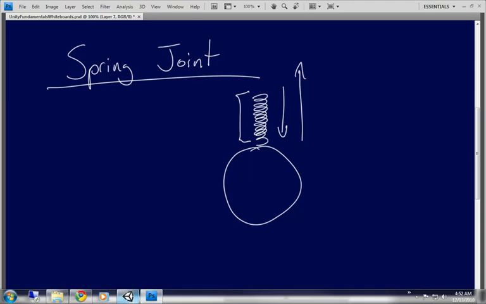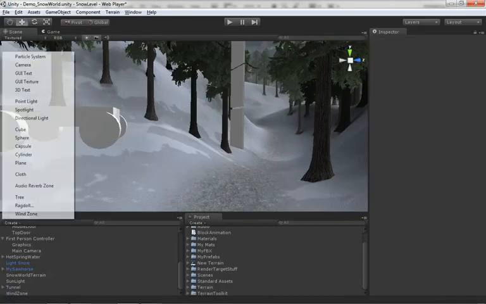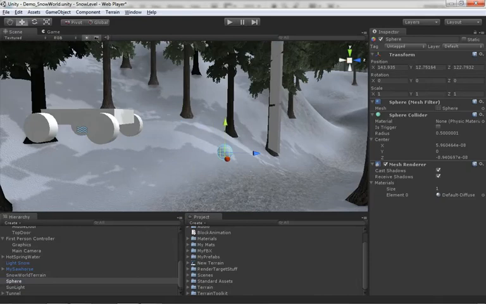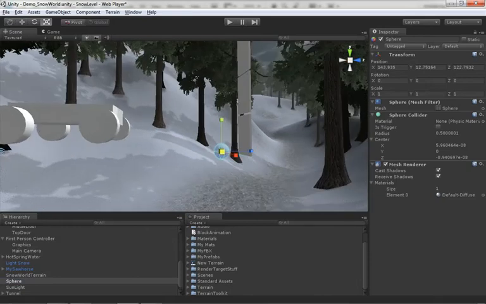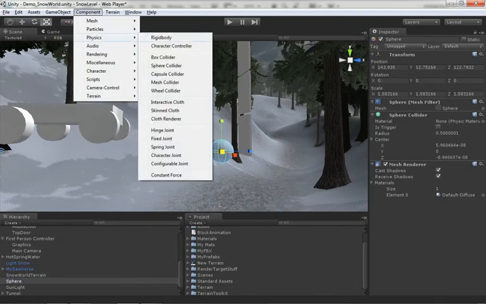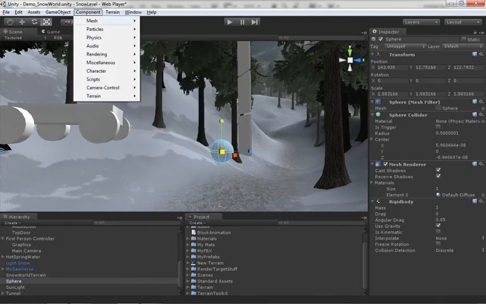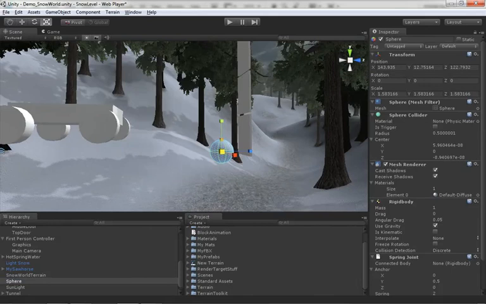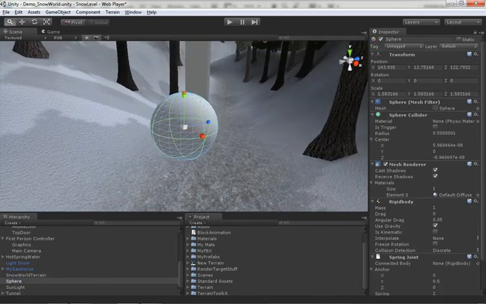So let's go over into Unity and I'm going to create a sphere and I'll get it positioned somewhere over here near where the car is. I'm going to scale it up very slightly. Go under Component, Physics, and apply a rigid body. Then Component, Physics one more time, and we'll drop on a spring joint. Now, as soon as we do that, we get this really cool orange box visible at the very top of our sphere. This is the anchor point of our spring.